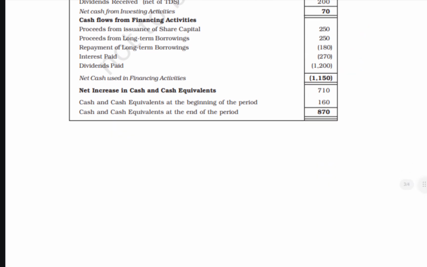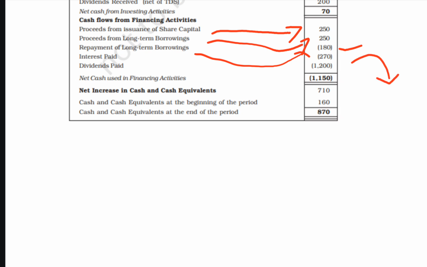Finally, the financing activity. What is happening in financing activities? See, proceeds of issuance of capital: we are issuing new shares. We are taking long-term loans. We are repaying. See, when we repay the loan, it is given as negative. Why? The cash is flowing out of the business when we make repayment.